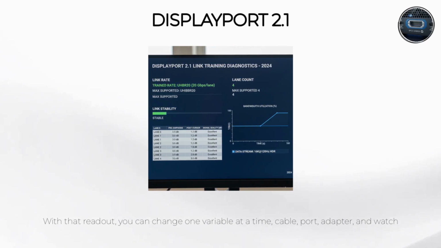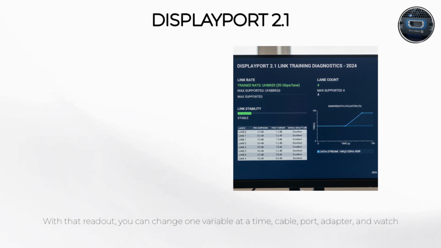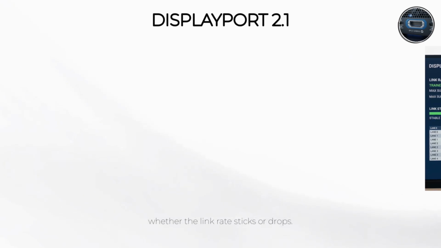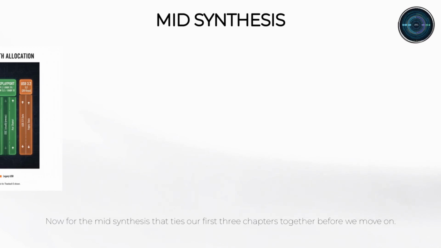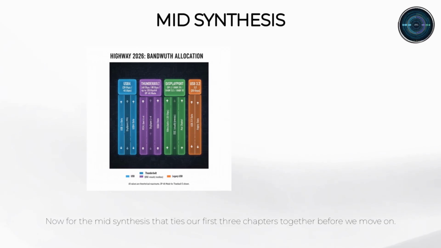With that readout, you can change one variable at a time, cable, port, adapter, and watch whether the link rate sticks or drops. Now for the mid-synthesis that ties our first 3 chapters together before we move on.